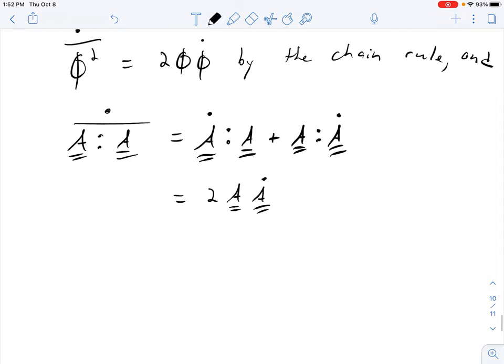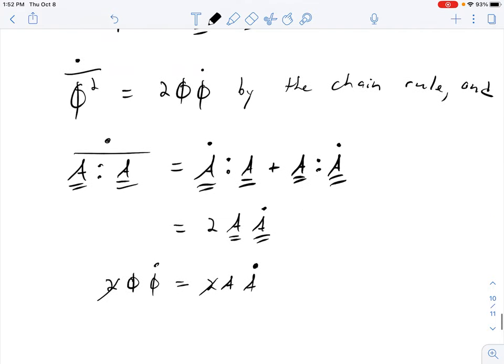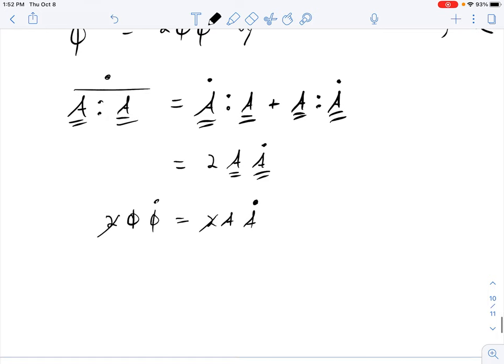Okay, so then we got 2 phi phi dot is equal to 2 A dot. Let's kill off those twos and divide by phi. So we know that phi is always non-zero since A is non-vanishing. So the magnitude of A is non-vanishing, so we can divide through by it. Phi dot is equal to A over phi, A dot.